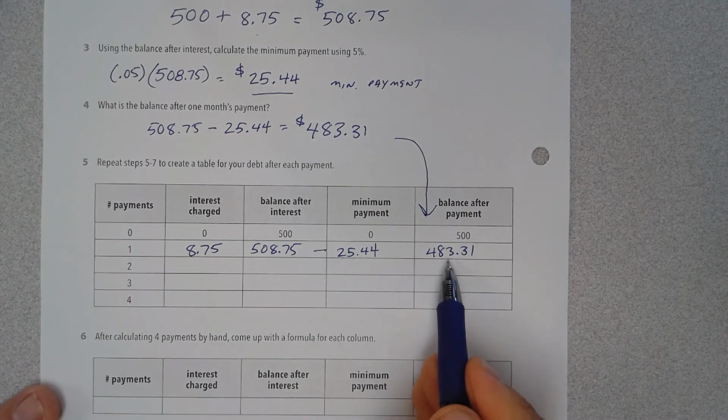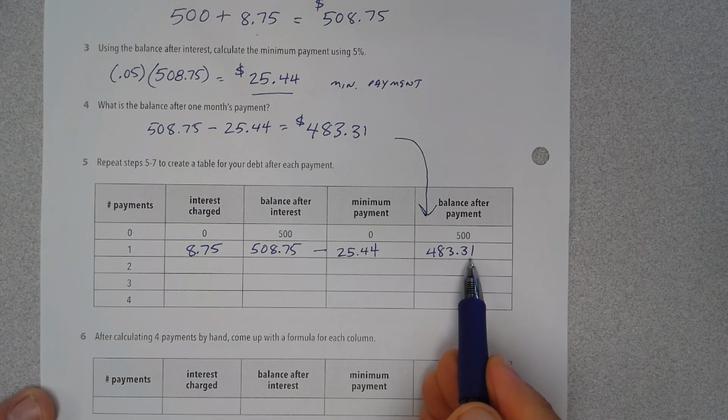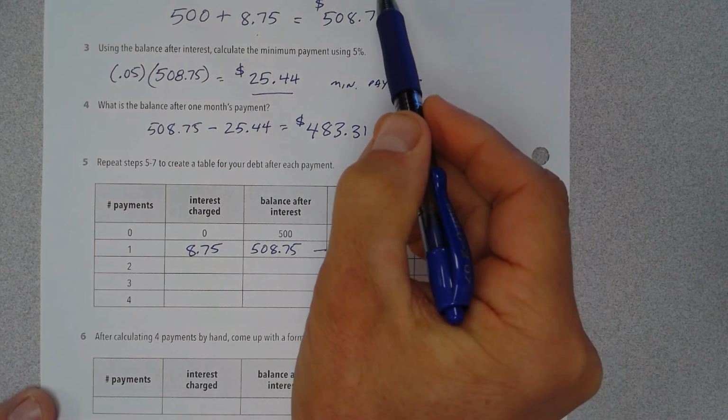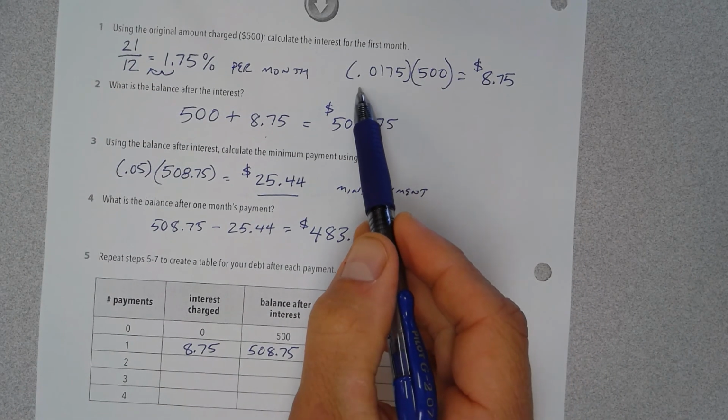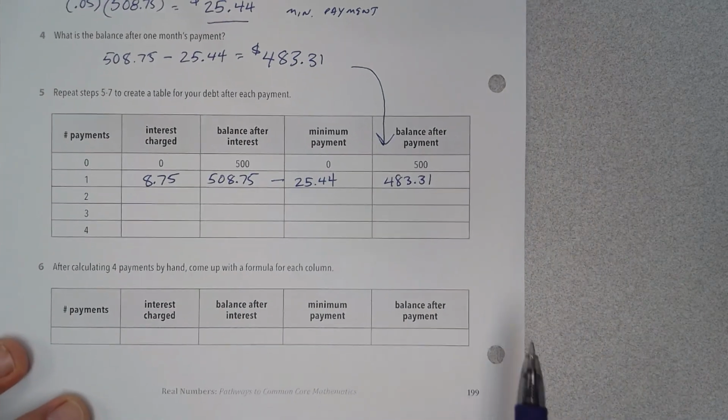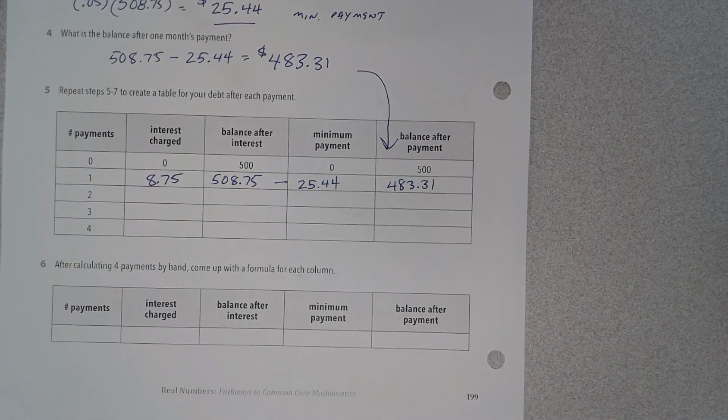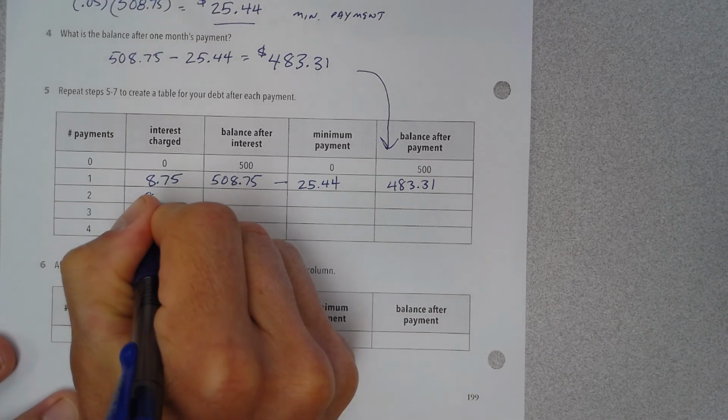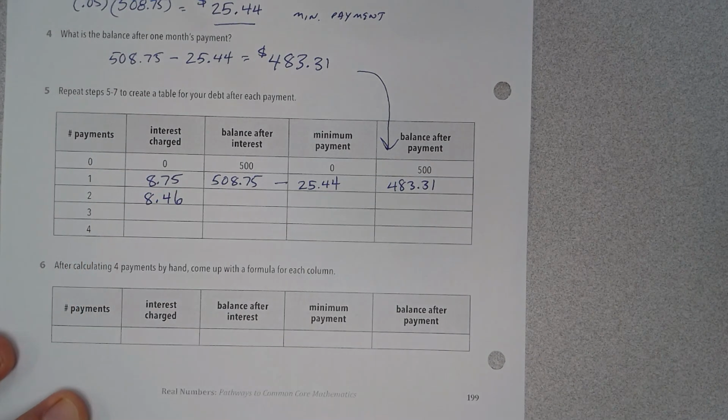What is the amount of interest charged on $483.31? Well, we have to go back up here to number 1. That's that 0.0175. That's our monthly interest. So we take 483.31 times 0.0175. We get $8.46, so a little bit less.